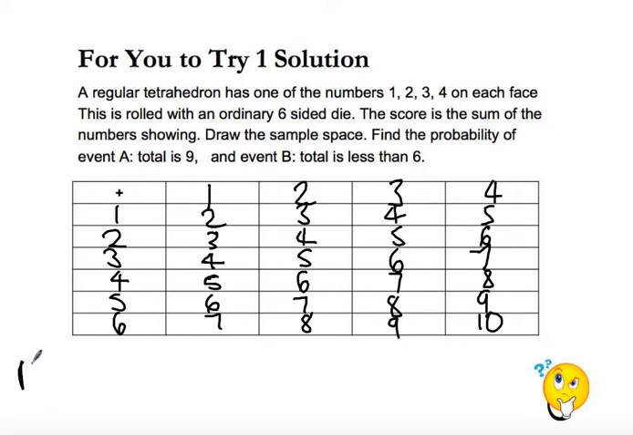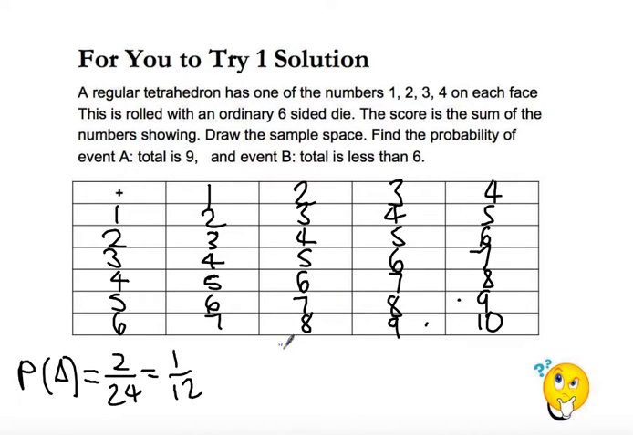Now the probability of event A equals the probability that the total is 9. So I've got 1, 2 out of a total of 4 times 6, because there's 4 columns and 6 rows. So I've got a total of 2 out of 24. And you can cancel this to 1/12.